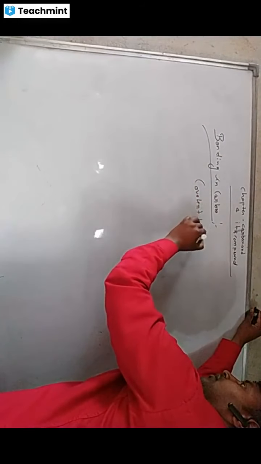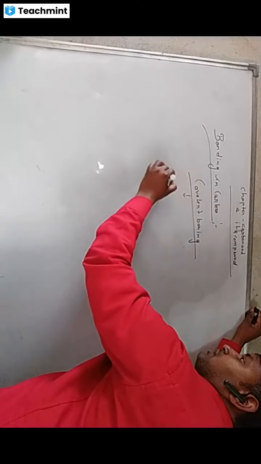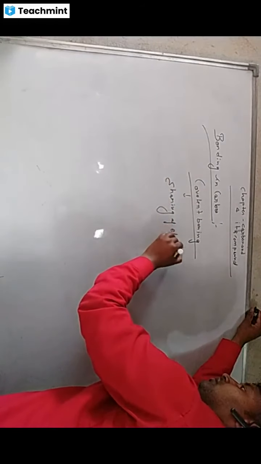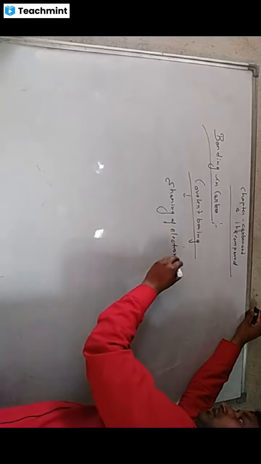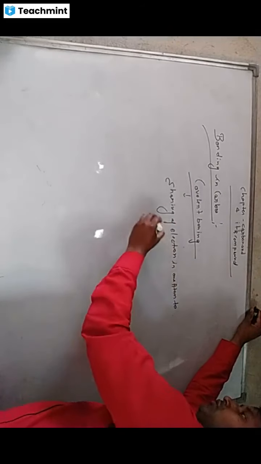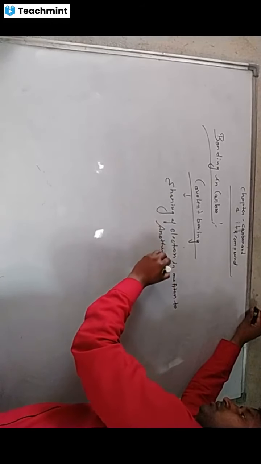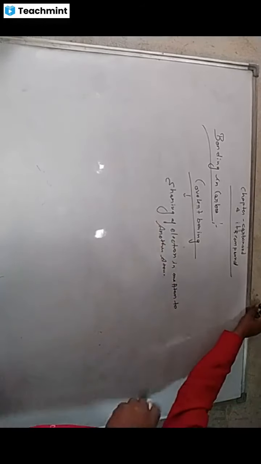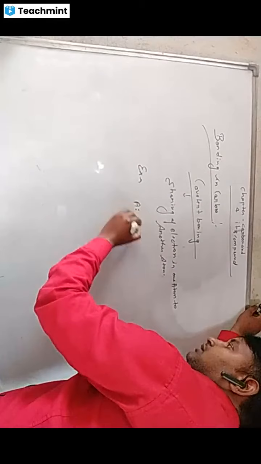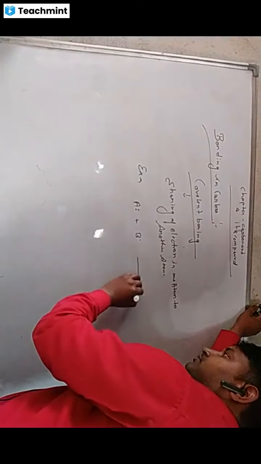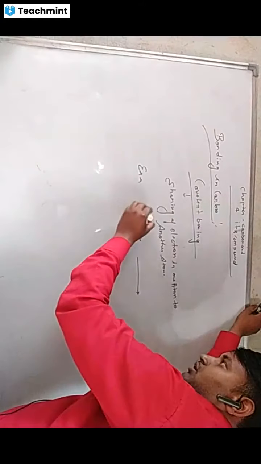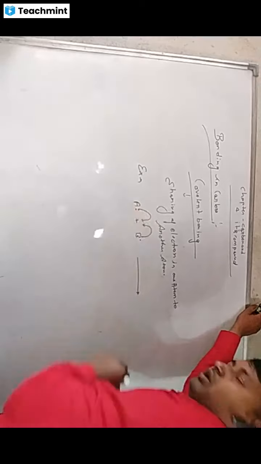Covalent bonding means sharing of electrons from one atom to another atom. This is the covalent bond. Example: A has 1 electron and B has 1 electron. In sharing, A shares 1 electron and B shares 1 electron.